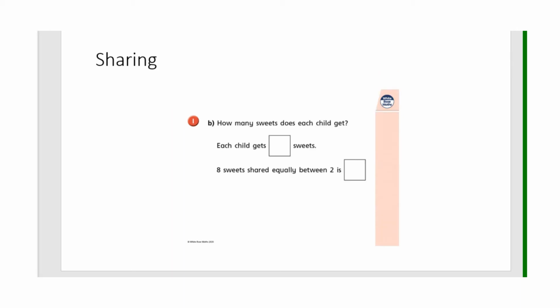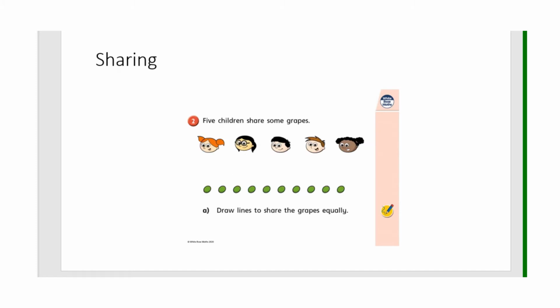So this is it. We've got the questions here. How many sweets does each child get? We know that each child gets, that's right, 4 sweets. 8 sweets shared equally between 2 is 4. That's correct.